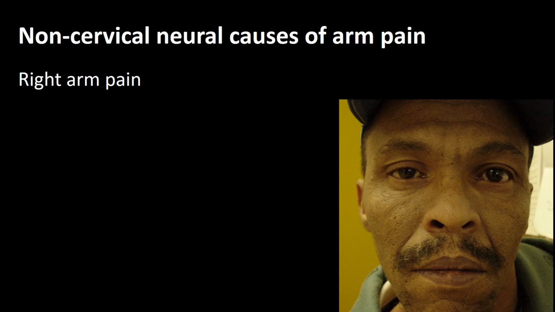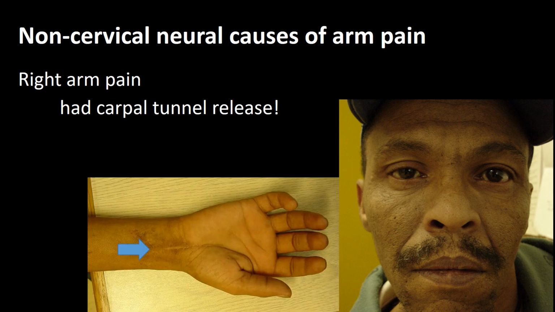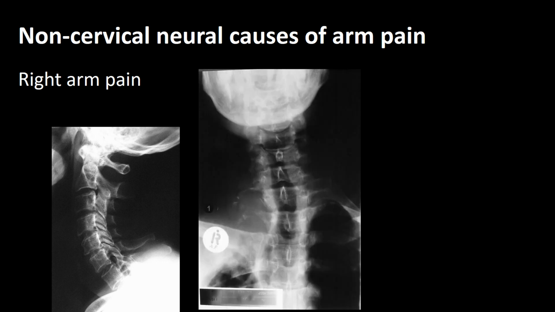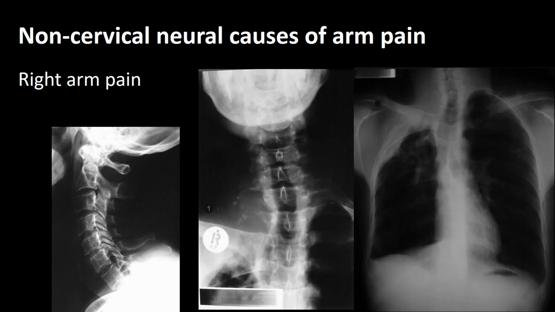This patient presented with right arm pain. He was noted to have a ptosis of the right eye, and had undergone a carpal tunnel release by another surgeon for his arm pain with no resolution of symptoms. His cervical X-ray demonstrated age-appropriate degenerative changes. However, on the AP, one can see the apical lung involvement with destruction of the proximal ribs, indicative of a Pancoast tumor. This was affecting his brachial plexus and causing the Horner syndrome.